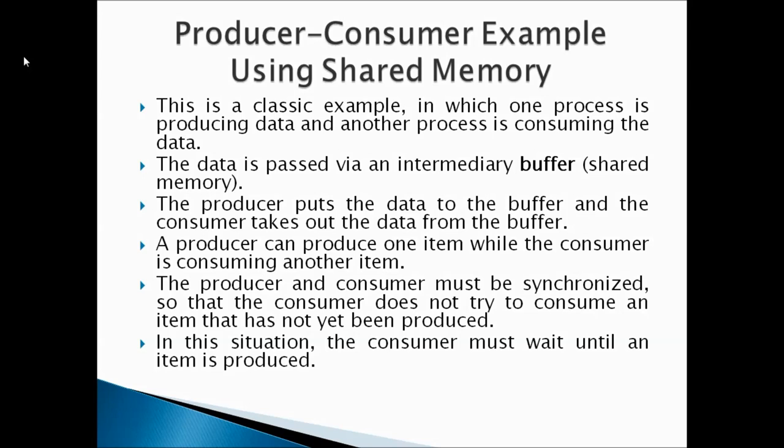Now, between the producer and the consumer, there will be an intermediate buffer. The buffer is present in between the producer and the consumer. The producer is going to put the data into the buffer and the consumer takes the data from the buffer. Right? We will see this in detail while discussing the example. And one more thing: a producer can produce one item while the consumer is consuming another item. That is possible. A producer can produce an item while the consumer is busy consuming another item.